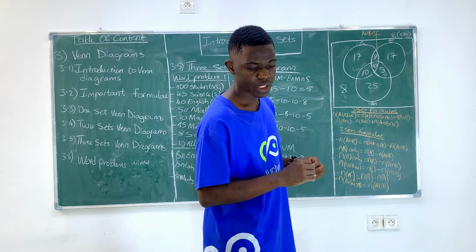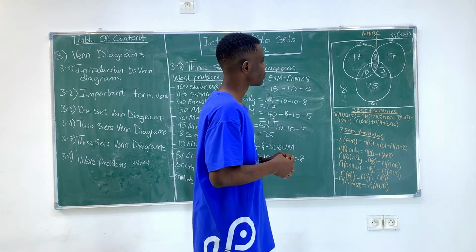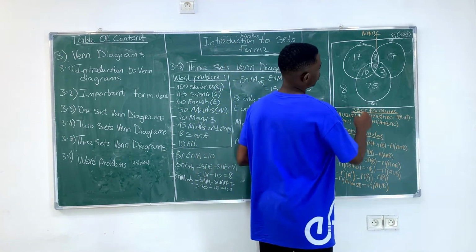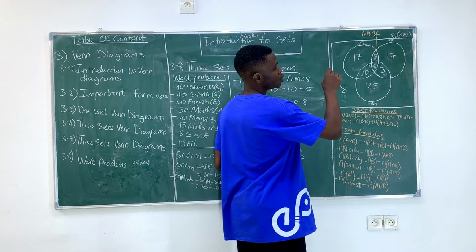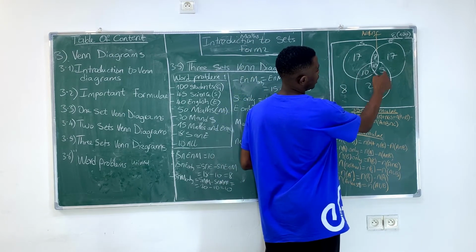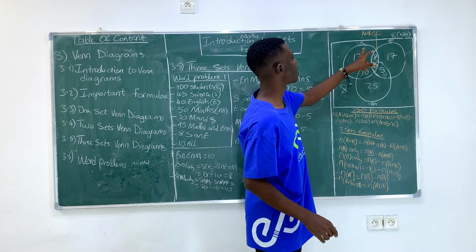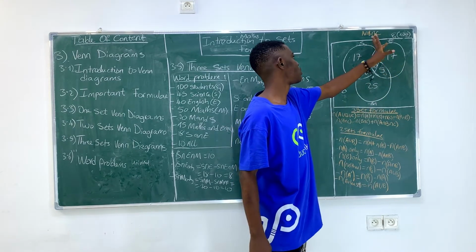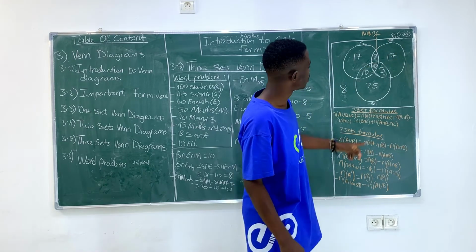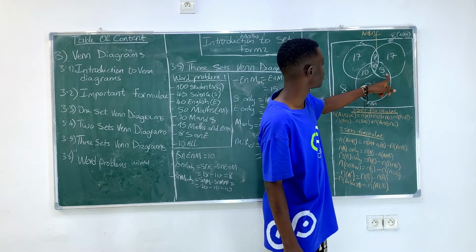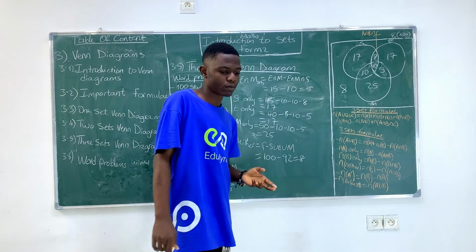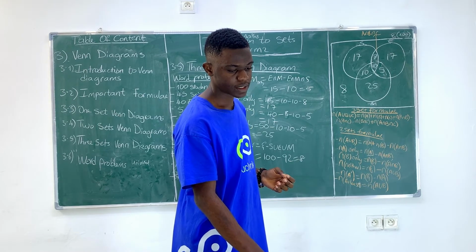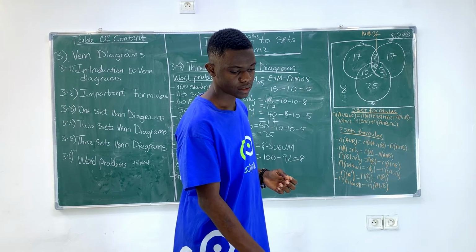The B part says, how many study exactly 2 subjects? How will you do it? You look for people that have exactly 2 subjects. Here the 2 subjects are science and maths. Here the 2 subjects are English and maths. Here the 2 subjects are science and English. So you do 10 plus 5 plus 8, you're going to have 23. That will be your answer. Then the next part says, how many study at least 1 subject?